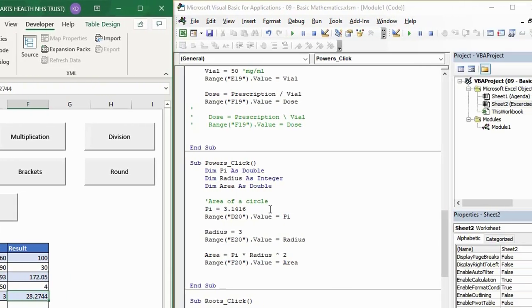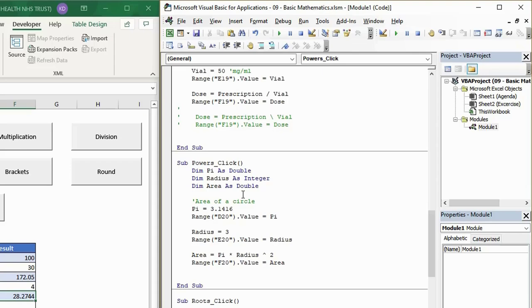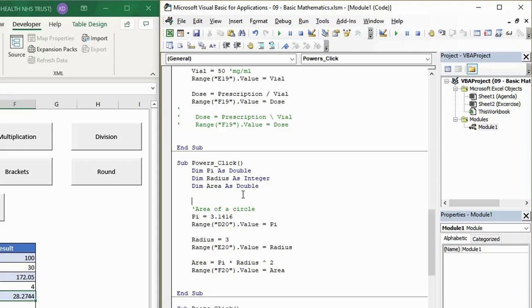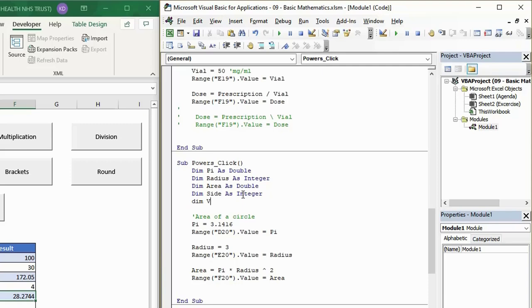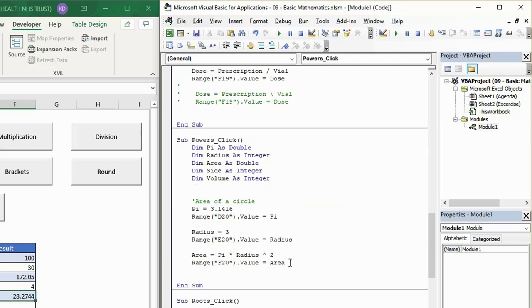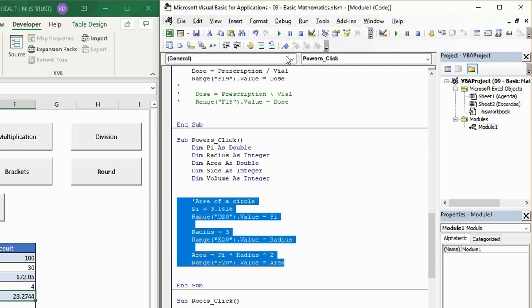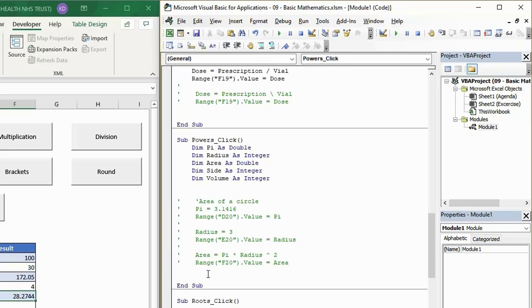Let's do one more power calculation. Let's calculate the volume of a cube. For that, we need to know the side. And we need to know the volume. We need a variable to hold the volume. I'll comment out this code. And this time we'll calculate the volume of a cube.